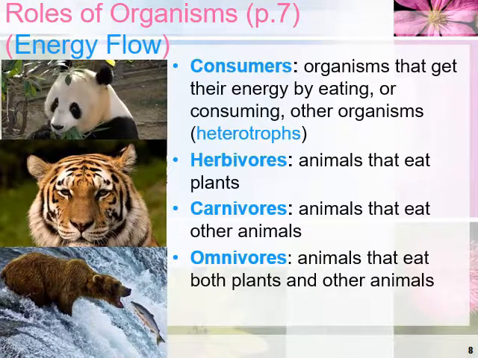A lot of these you've probably heard of before. We have herbivores, which are things that only eat plants, carnivores, which are things that mostly eat animals, and omnivores, which will eat either plants or animals, depending on the situation, like what's available to them.